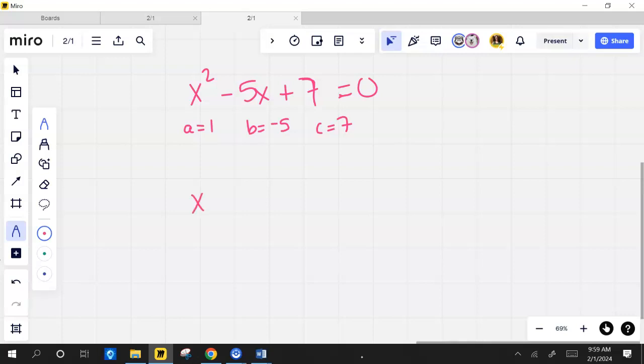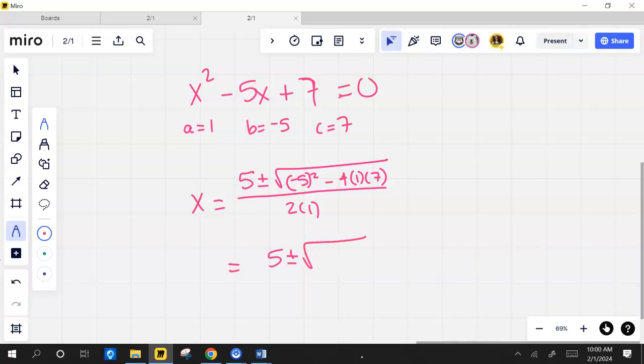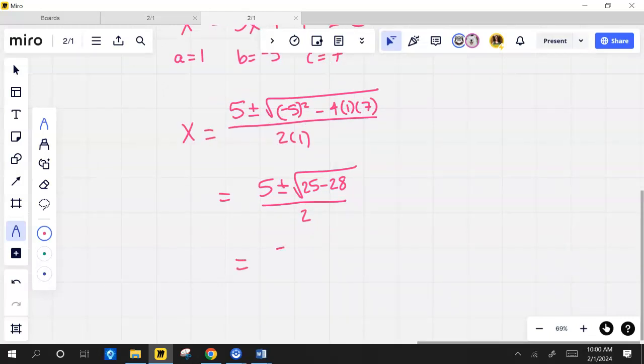All right, so I'm going to do x equals opposite B plus or minus the square root of B squared minus 4 times A times C, over 2 times A. These get monotonous. They bore me a little bit. Oh, this is going to be a good one because I'm going to get an imaginary number. I end up with 25. What's 4 times 7? 28. So it's 5 plus or minus the square root of negative 3 over 2.